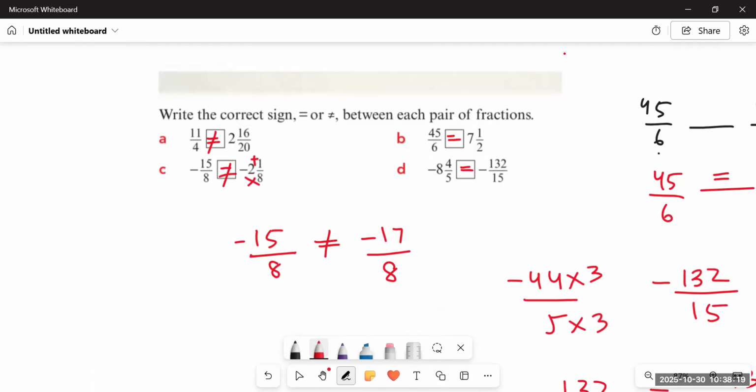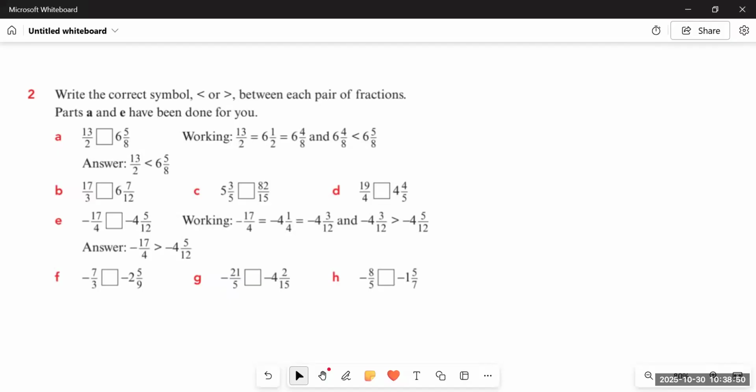Okay, students, this is how we are supposed to do these questions. Now, in question number 2, we have to do the same thing we were doing in question number 1, but this time we are not supposed to write the equals to sign, but we will figure out which one would be smaller and which one would be greater. So we'll do the same thing we were doing in question number 1.